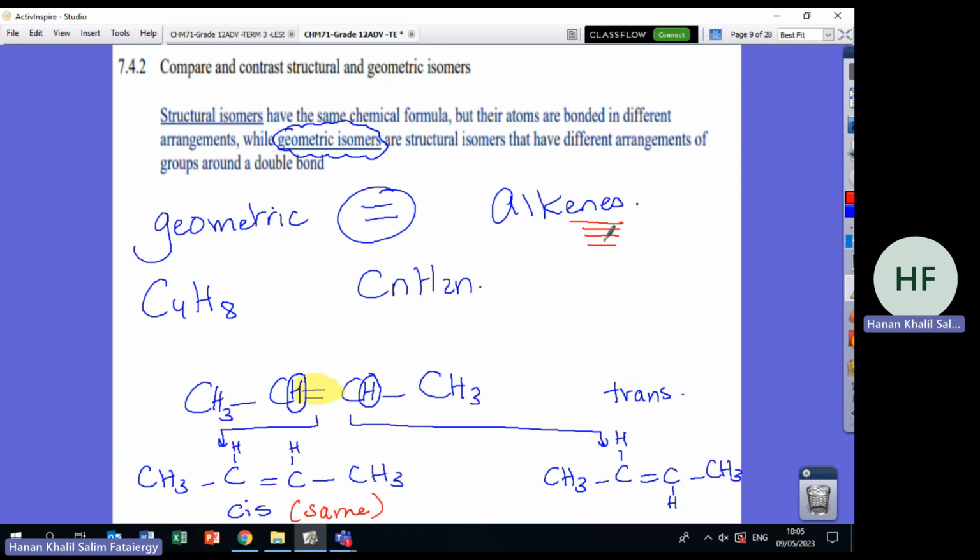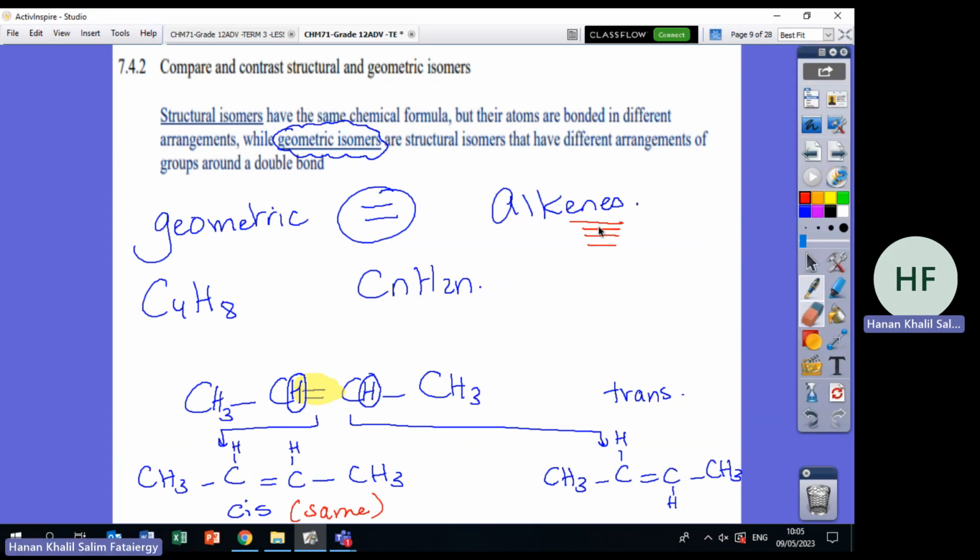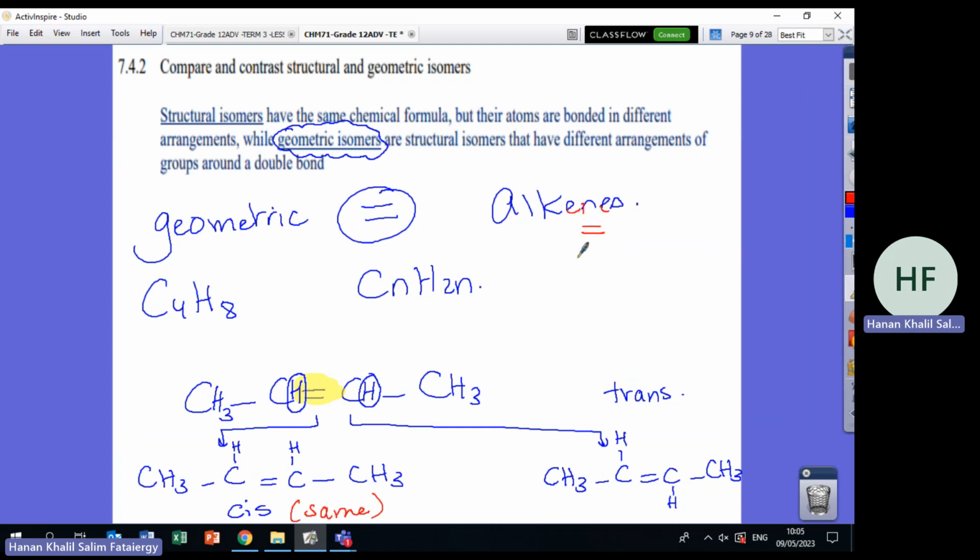Okay, the ones that have a double bond. Don't think that this is a quadruple bond. So alkenes have a double bond, and the main point to look at is the double bond. If you see the H's on the same side, we call it cis. If we see them on opposite sides, we call it trans.